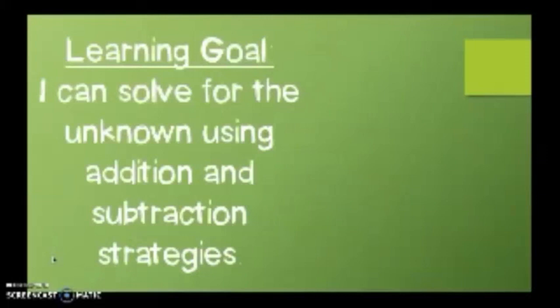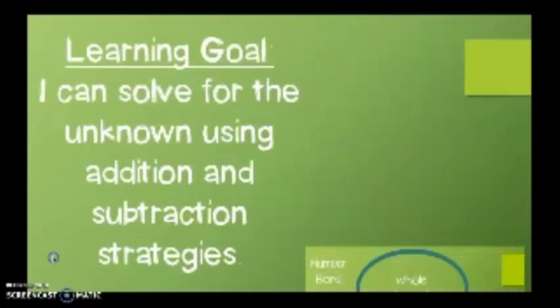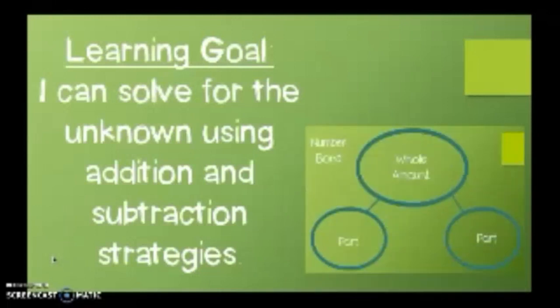Our learning goal says, I can solve for the unknown using addition and subtraction strategies. Well, in order to figure out if we need to add or subtract or what we're going to do, we need to think about that number bond. We need to think about the kind of information we're learning from the word problem. Do we know the whole amount, or do we know the parts? That's what we're going to think about today as we're solving for the unknown.